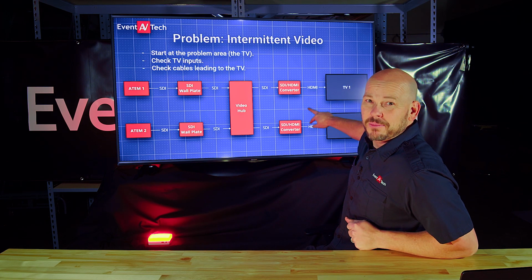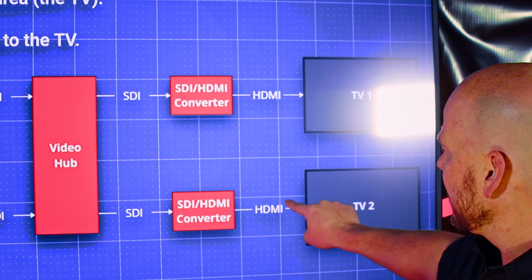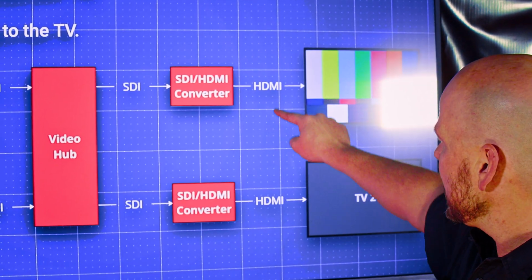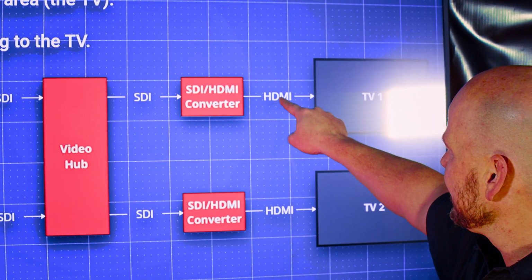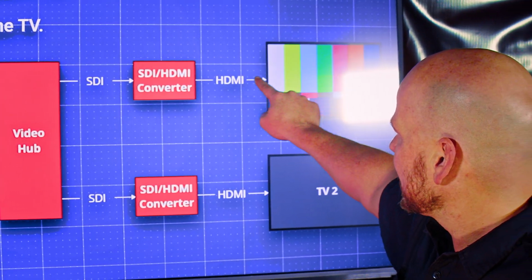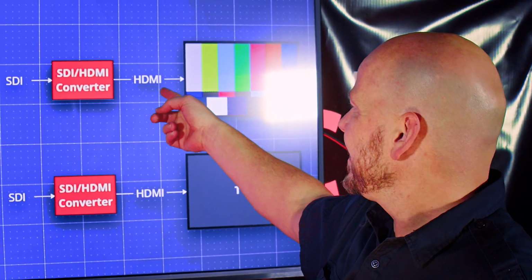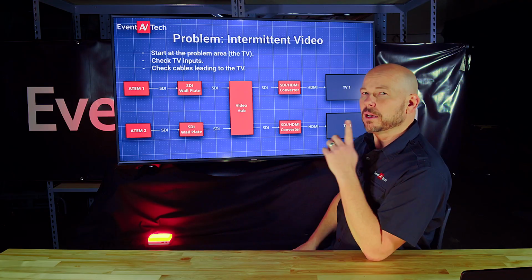We can also check these HDMI cables. Maybe the HDMI cable itself got damaged. One way I can rule out the HDMI cables is I could take this cable and move it and put it right here. And if this cable goes right here and it just replaces this one and it's still an intermittent problem, well then it's not my HDMI cable.